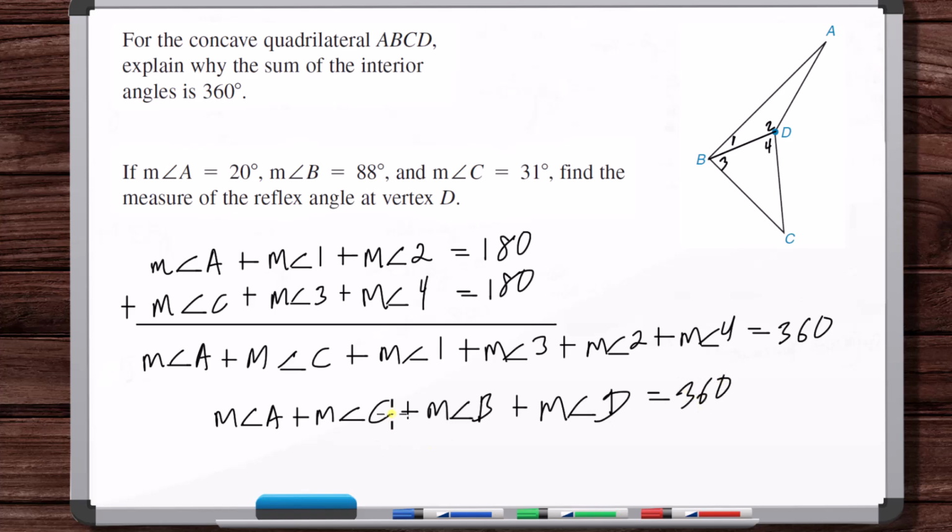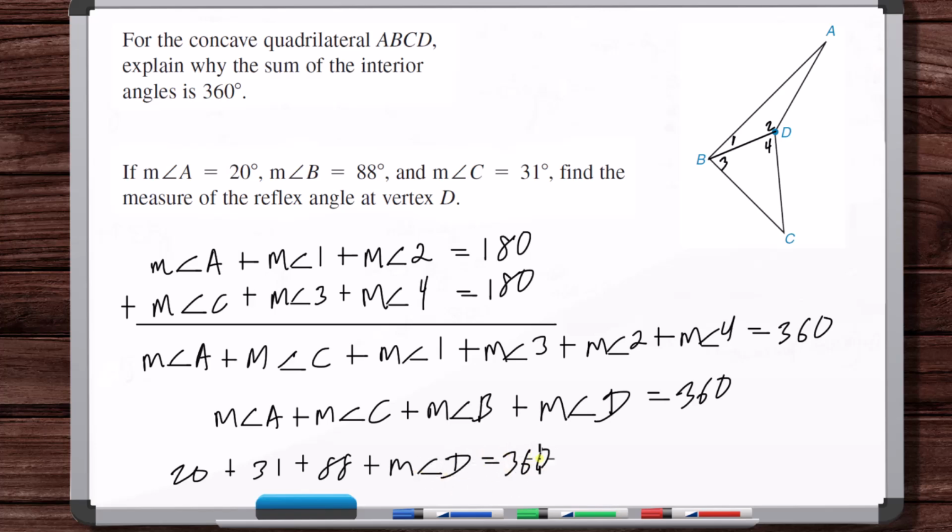And there you go. So we actually could use the exact same type of proof in regards to concave polygons as well, to prove that the sum of the interior angles of any polygon, concave or convex, is equal to that formula. You just break it up into triangles. Okay, now the second part: if the measure of angle A is 20 degrees, the measure of angle C is 31, and the measure of angle B is 88, then what's the reflex angle measure?